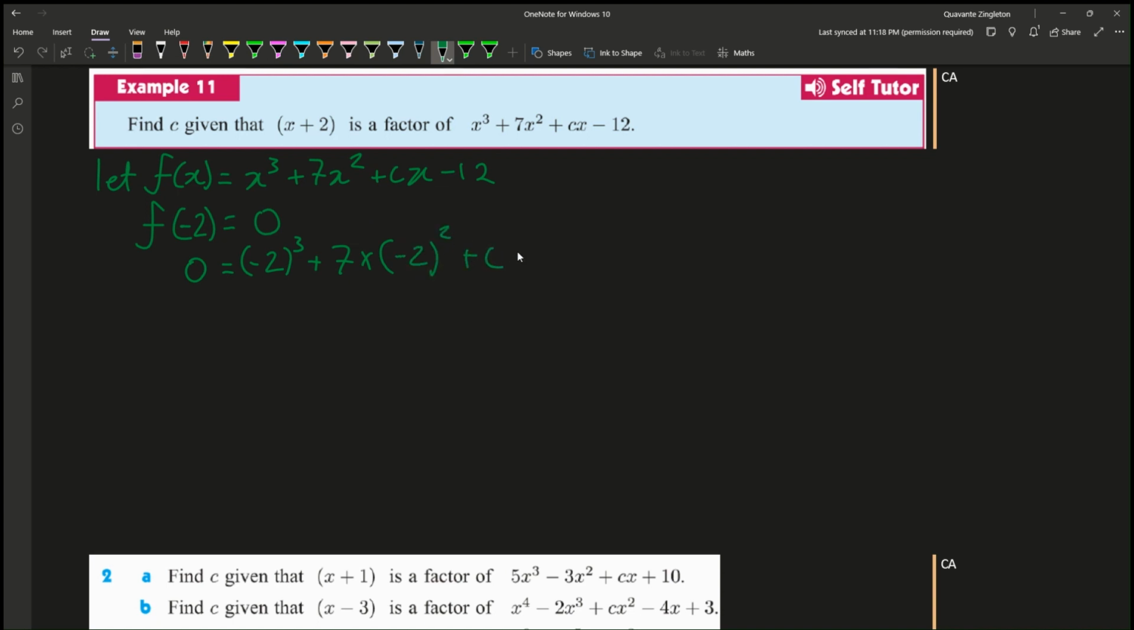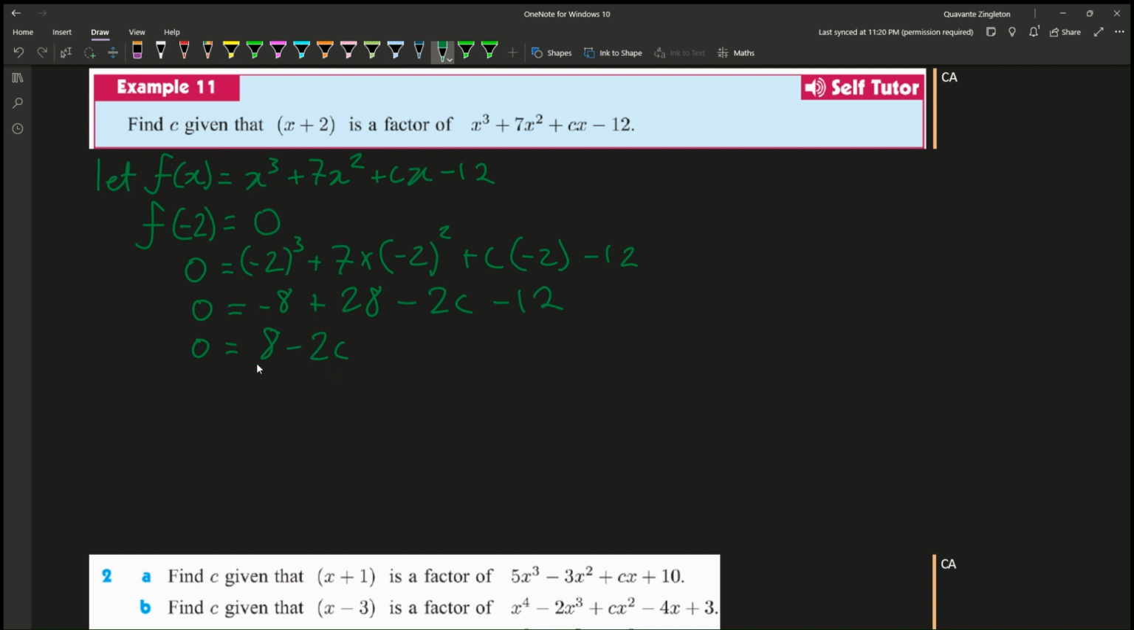plus c times negative 2 minus 12. Okay, 0 equals negative 8, because negative 2 cubed is negative 8, plus 7 times negative 2 squared, which is 4, times 7 is 28, and then plus c times negative 2, so that's negative 2c, so it becomes minus 2c minus 12. Collect like terms: negative 8 plus 28 is 20, minus 12 is 8, so 8 minus 2c is equal to 0.